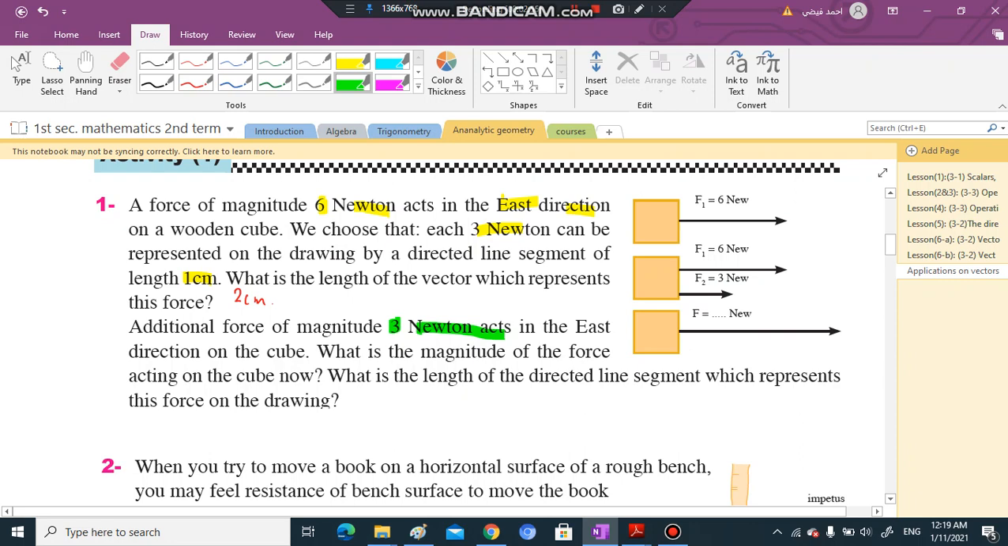6 plus 3 will be 9 newtons. What is the length of the directed line segment which represents this force on the drawing? It will be 3 centimeters, because each 3 newtons is represented by 1 centimeter, and we have 9 newtons now, so 9 newtons will be represented by 3 centimeters.